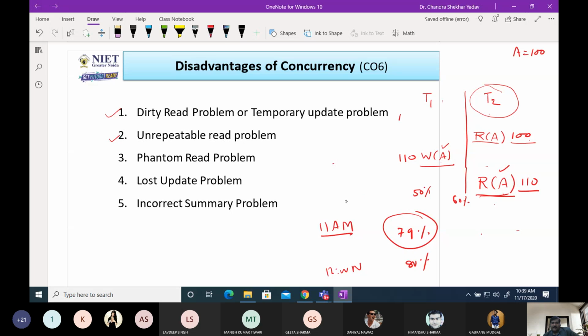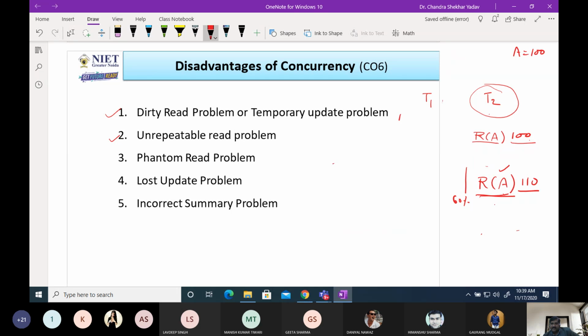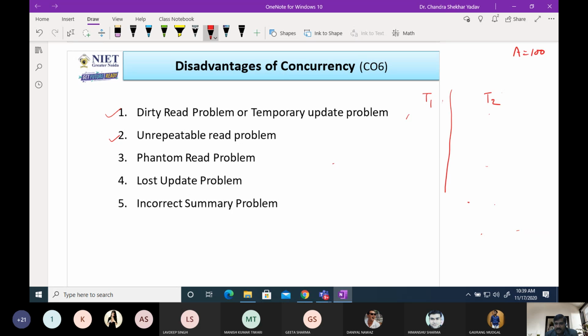अब सेकंड है फैंटम रीड प्रॉब्लम। ये भी अनरिपीटेबल रीड प्रॉब्लम से रिलेटेड है, पर थोड़ा सा डिफरेंस है। फैंटम रीड में, अगेन transaction T1 perform read operations on A, then transaction T2 perform read operations on A, then transaction T1 performs write operations on A, or you can say not write operations but transaction T1 deletes A, deletes the variable.